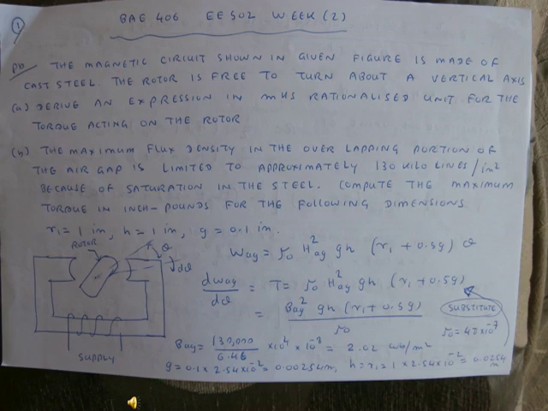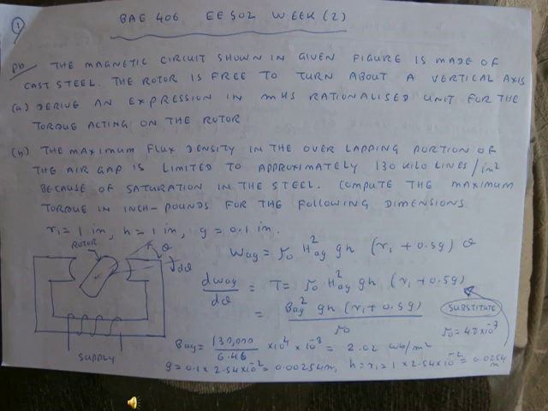B. The maximum flux density in the overlapping portion of the air gap is limited to approximately 130 kilolines per inch square because of the fluctuation in the speed. Compute the maximum torque in inch-pounds for the following dimensions: R1 equal to 1 inch, H equal to 1 inch, G equal to 0.1 inch.